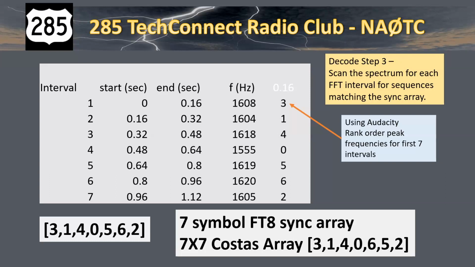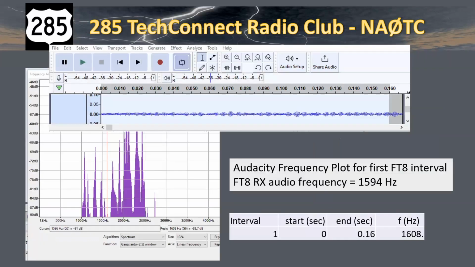You know the signal strength through the FFT. The Audacity software gives it off to the side here, but you'd have to interpolate it. It doesn't give it as a printout or a data point.